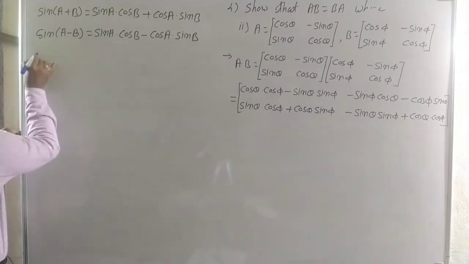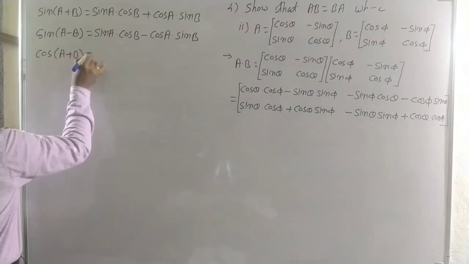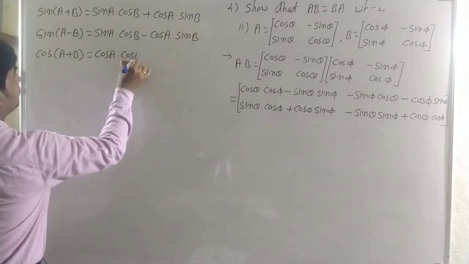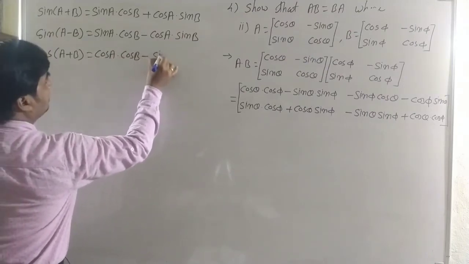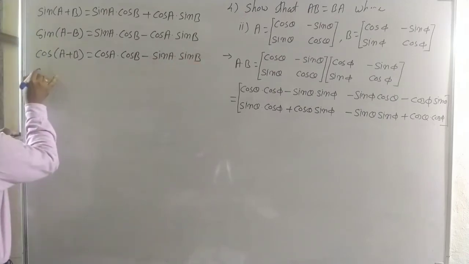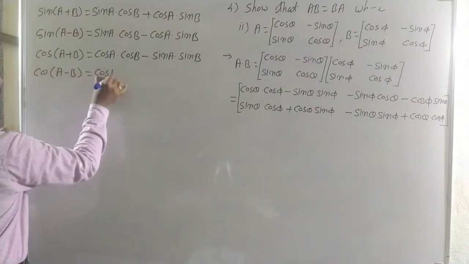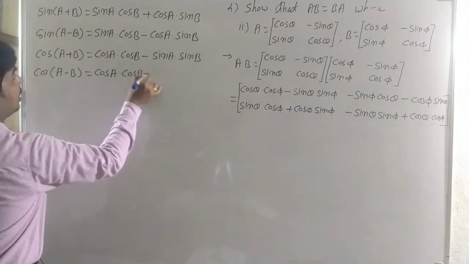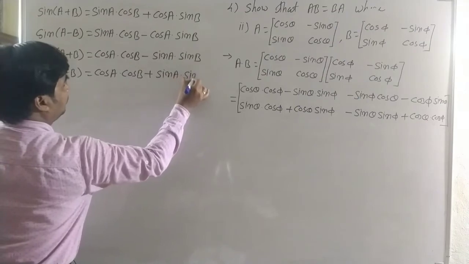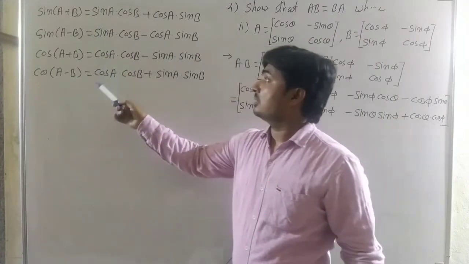Now then cos A plus B and cos A minus B. Cos A plus B, see carefully the formula, cos A into cos B minus sin A into sin B. Cos A minus B is cos A cos B plus sin A sin B. Okay, here see carefully the trigonometric formulas for the addition and subtraction of the angles.